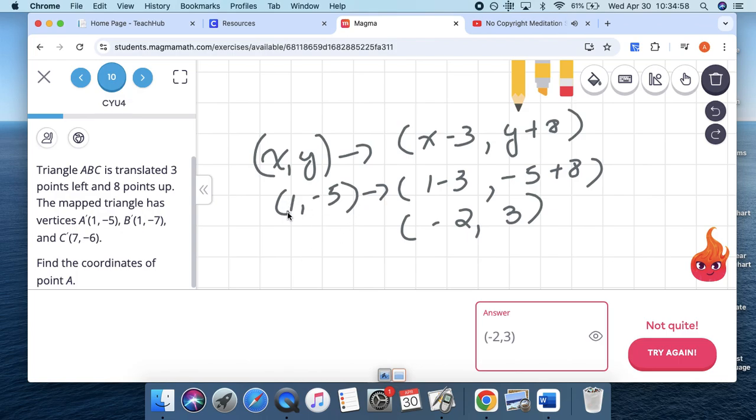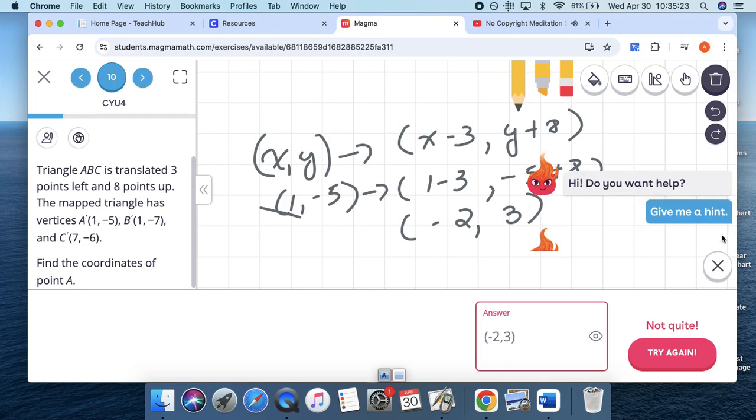So if you're 1 and -5, so if you're 1 and you walk 3 to the left, you end up at -2. If you're -5 on the y-axis and you go 8 up, you're at 3. -2, 3. Again, let me know if you find the correct answer. What in the world? Is there a help button? Give me a hint. Okay, let's see.